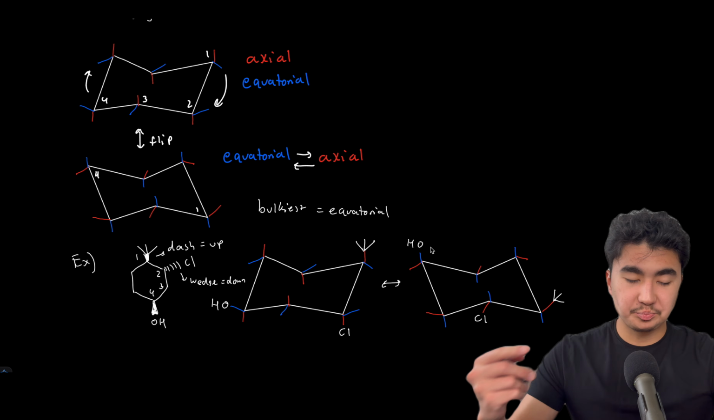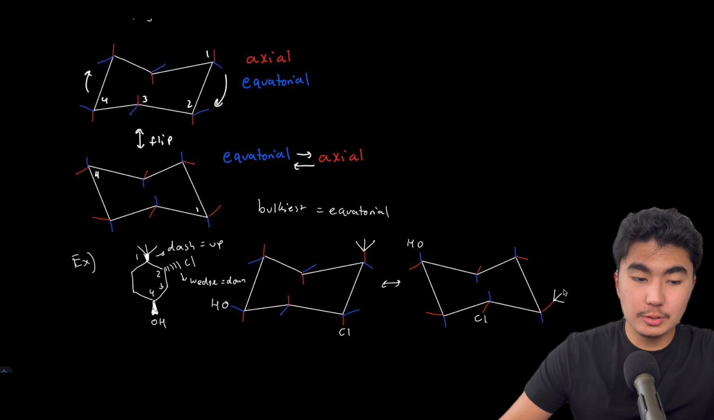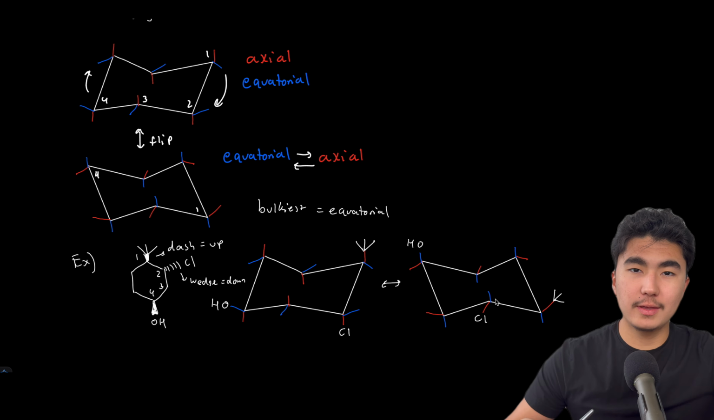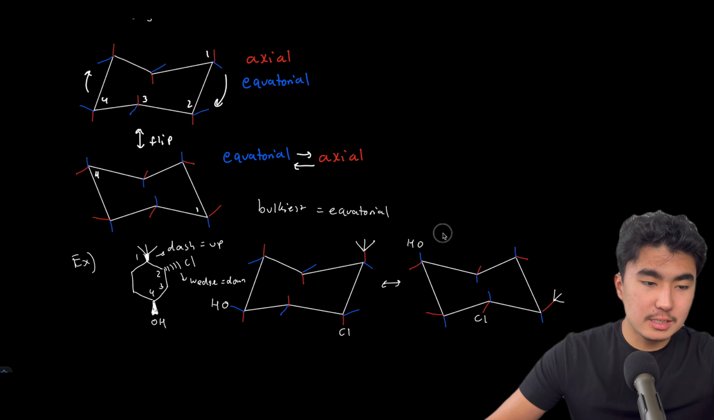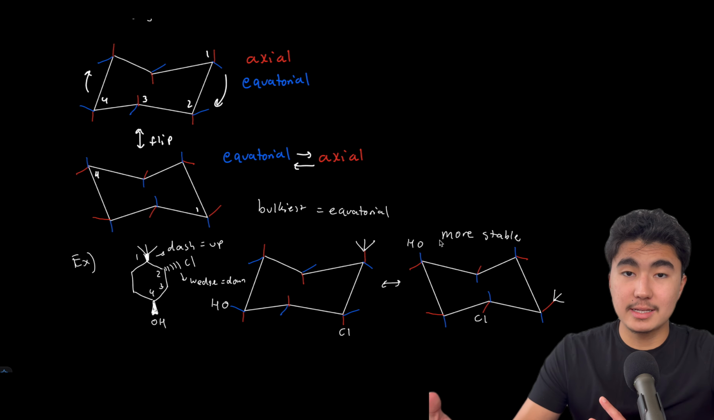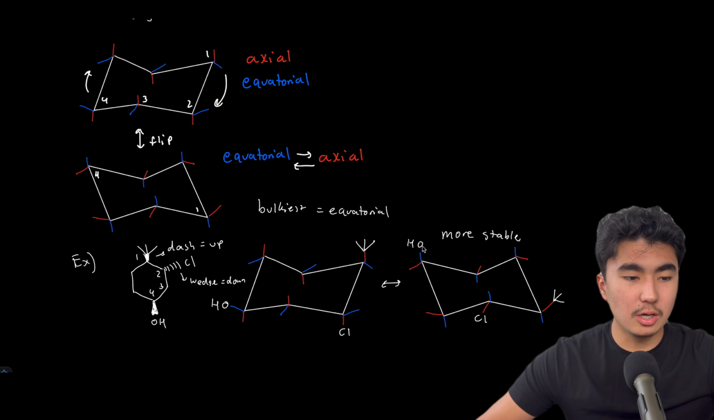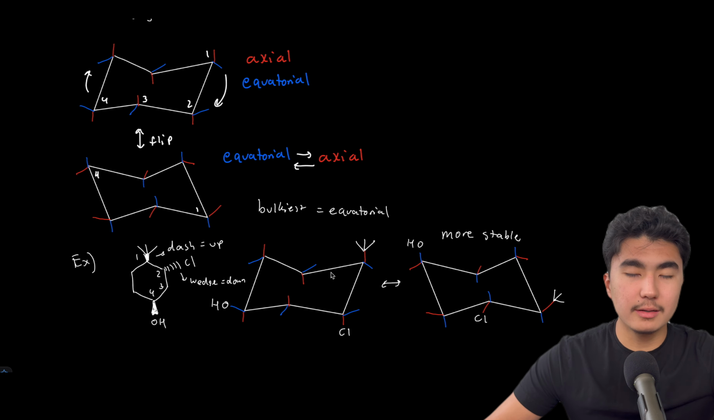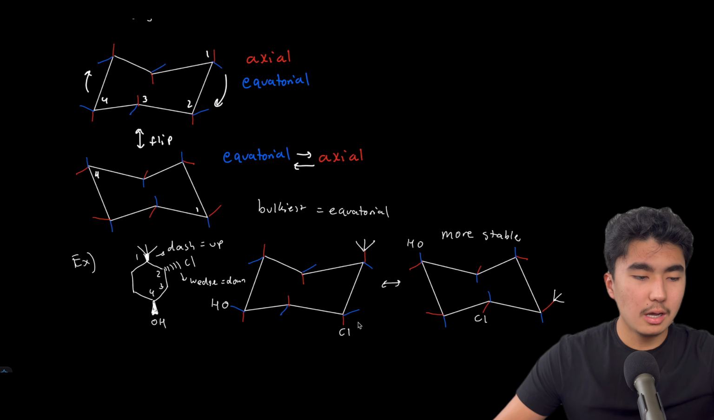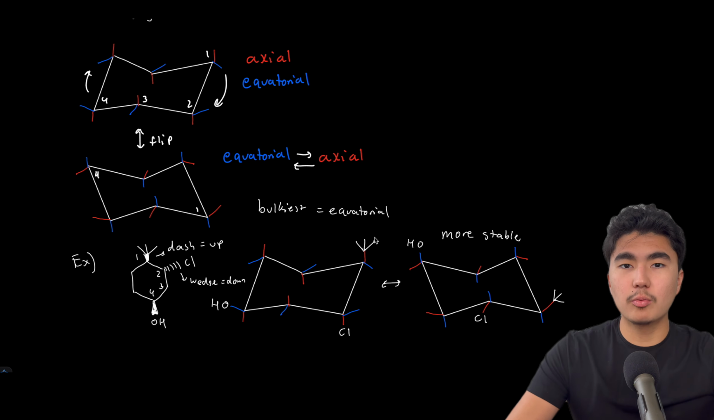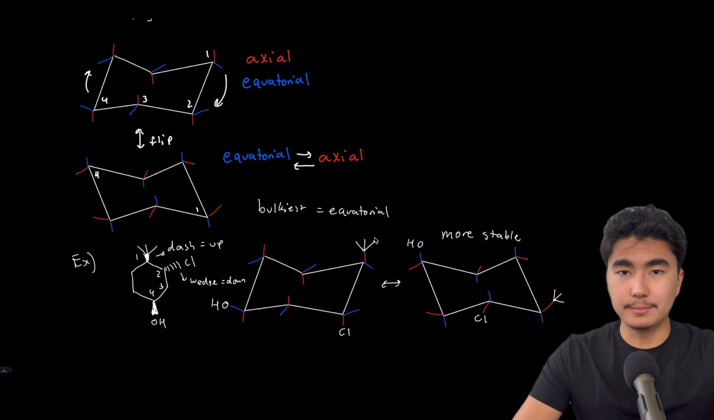So over here, we can see that both our tert butyl and our chlorine are on the equatorial position, which is going to be more stable because the only one that has that 1,3 diaxial strain is the OH. In this one, while over here, 2 of our substituents, our chlorine and our tert butyl, were having that 1,3 diaxial strain.